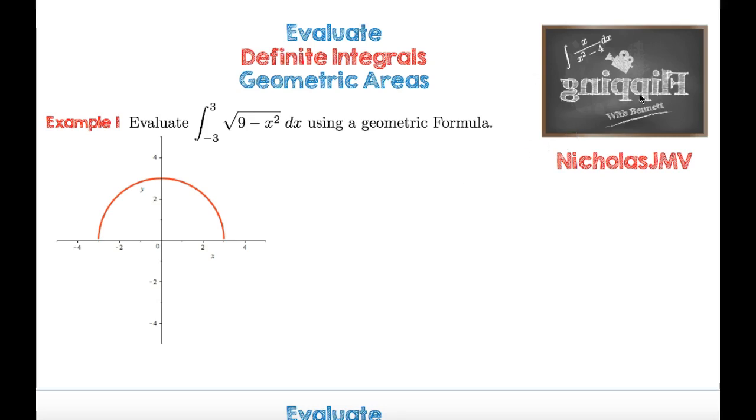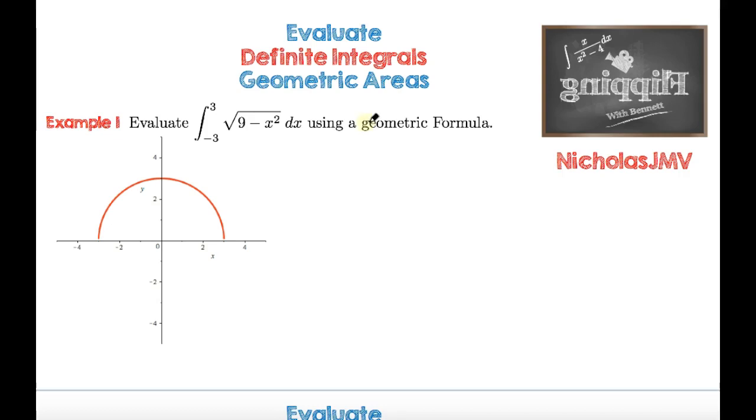On your AP exam, you're probably going to be asked to calculate the area under some type of curve that you can do geometrically. And geometrically means by shapes like a triangle, rectangle, circle. I could evaluate this by hand, or plug it in my calculator, but we're not going to do that. We're going to actually be using a geometric formula.